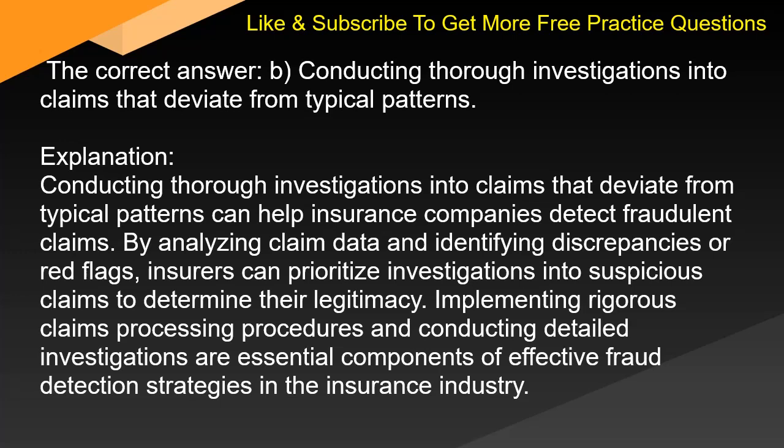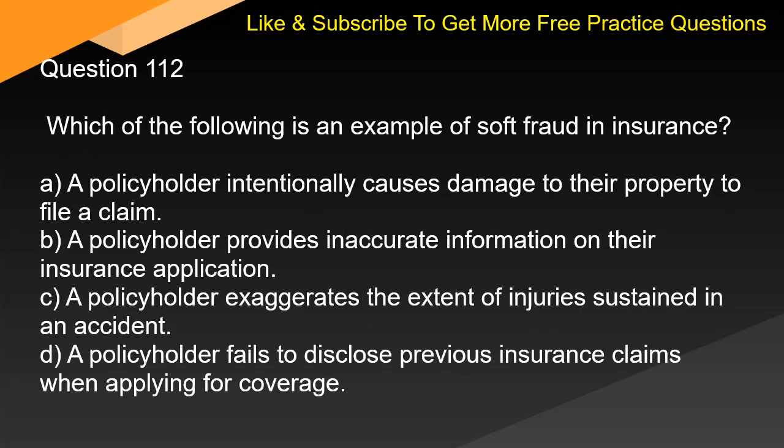insurance industry. Question 112. Which of the following is an example of soft fraud in insurance? A. A policyholder intentionally causes damage to their property to file a claim. B. A policyholder provides inaccurate information on their insurance application. C. A policyholder exaggerates the extent of injuries sustained in an accident. D. A policyholder fails to disclose previous insurance claims when applying for coverage.